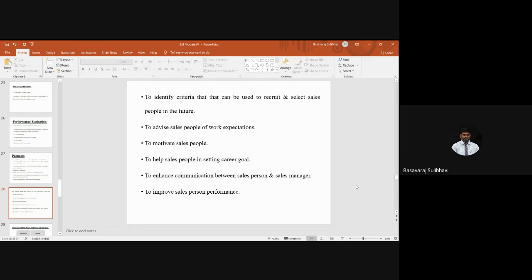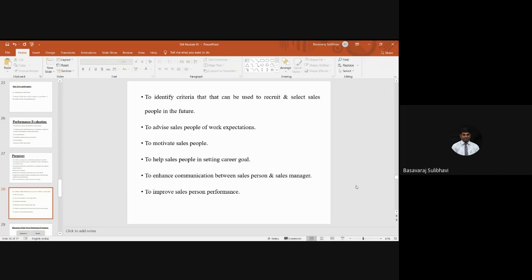Fine. Performance evaluation is also required to advise salespeople of work expectations, to motivate them, and to help salespeople in setting their career goals, counseling them. When you come to know what the deficiencies in the performance are, if they lack understanding of their own career needs, this appraisal can also help them realize what their career goals should be through achieving the organizational goals.